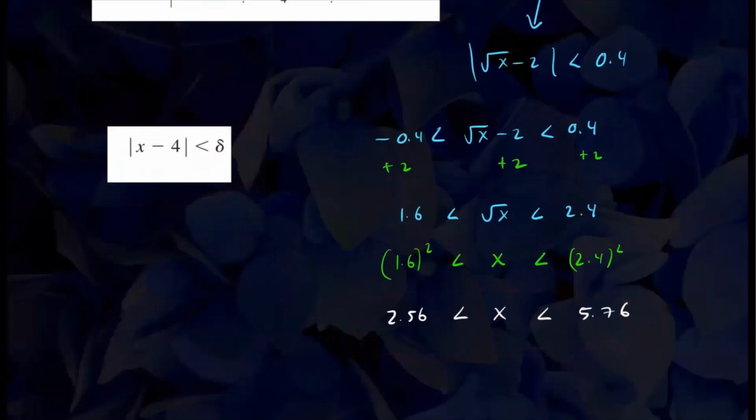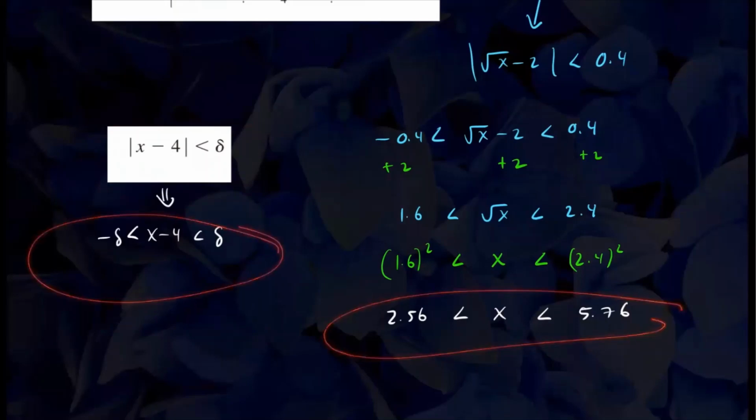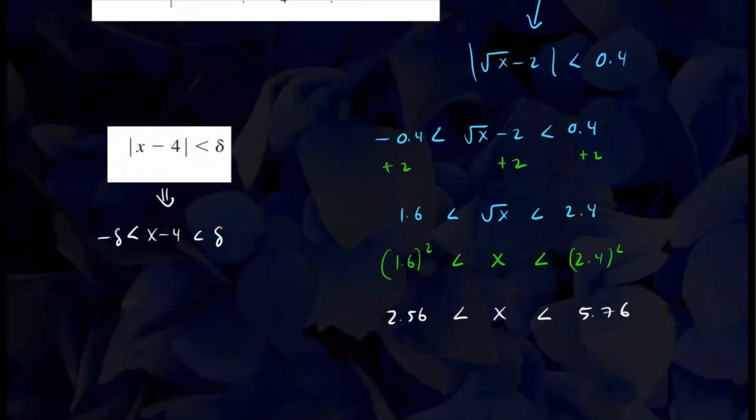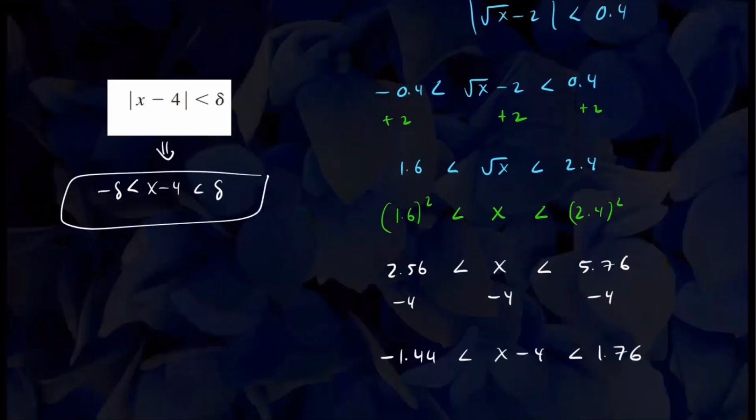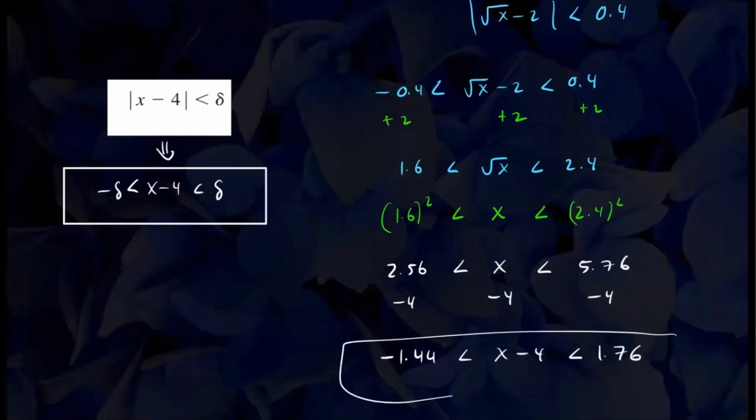So this means that if the absolute value of x minus 4 is less than delta, well, this means that x minus 4 is less than delta, and also it's bounded by negative delta. We want this statement to look like this. So we're going to go ahead and subtract 4 everywhere. If you subtract 4 on each side of this inequality, you're going to get negative 1.44 less than x minus 4 less than 1.76. So now we have the statement we want. This is what our assumption was, and this is what we got.